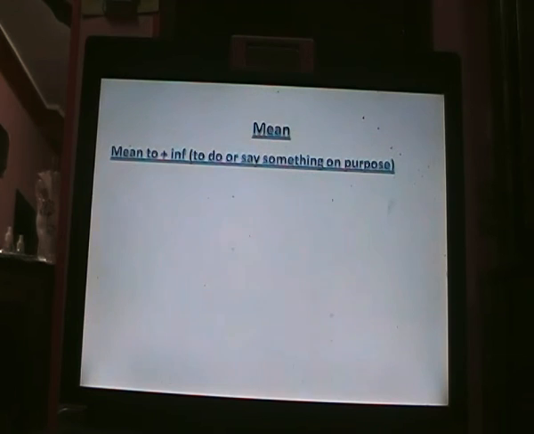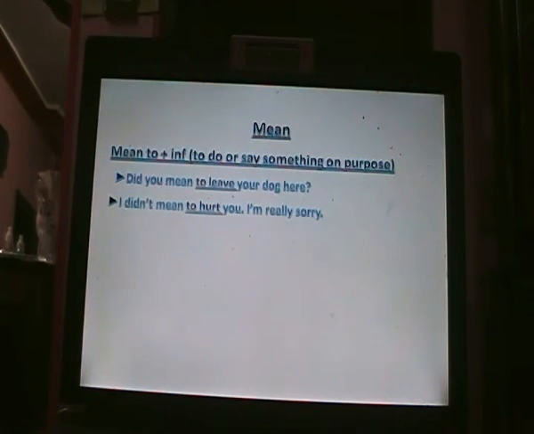Mean to plus infinitive, to do or say something on purpose. يعني أو يقصد شيء. يعمل شيء أو يقول شيء بقصد. Mean to plus infinitive. Did you mean to leave your dog here? قصدك تسيب الدوغ هنا. Do you mean to leave your dog here? I didn't mean to hurt you. I am really sorry. مش كان قصدي ان انا اجرحك. انا اسف.